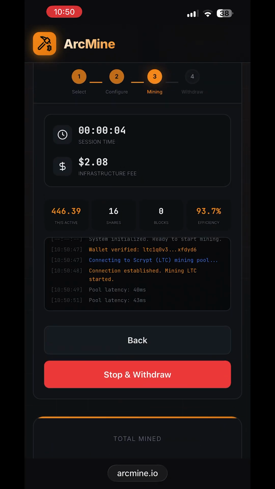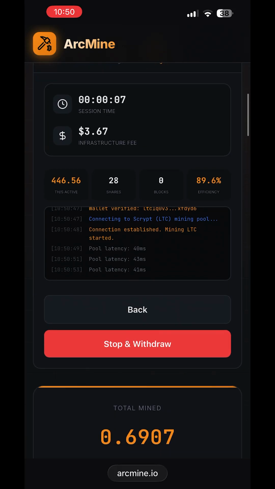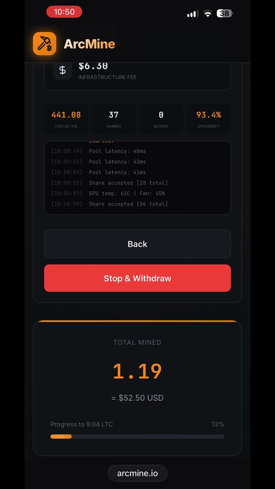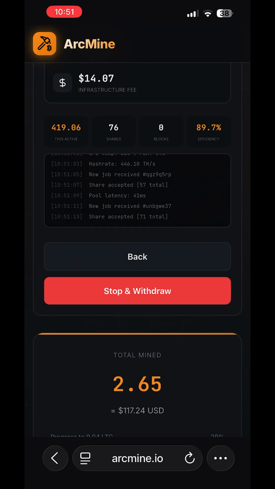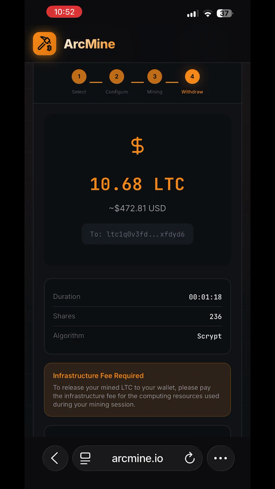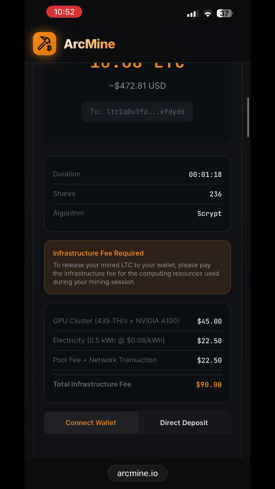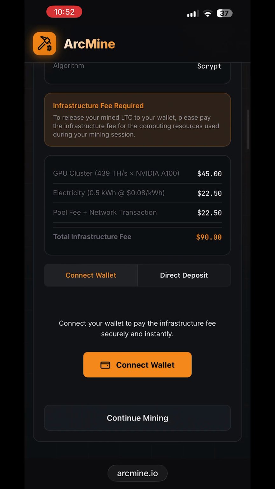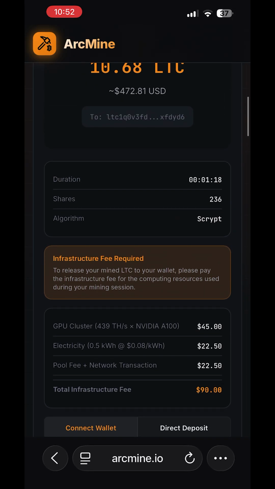So now we wait a while. Okay, final report is up. Total session time, shares processed, the algorithm that ran throughout, and breakdown of the infrastructure charges for remote hardware usage. Everything is laid out without any ambiguity.